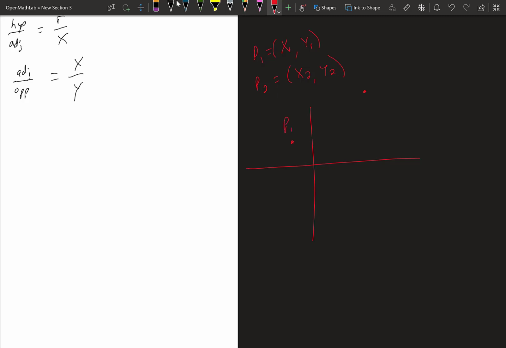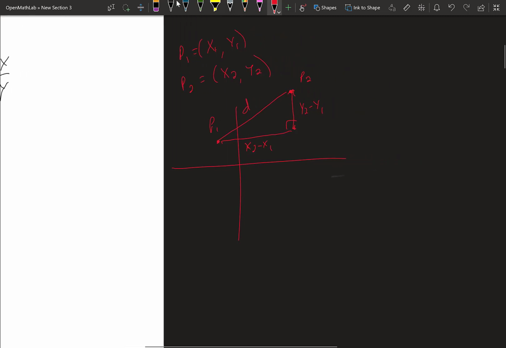Actually, let this be P1 and this be P2, right? Then if I want to find the distance, we can make a right triangle and use the Pythagorean Theorem. So we're trying to find this distance D. This side would be y2 minus y1, and the distance here would be x2 minus x1, based on their ordered pairs.